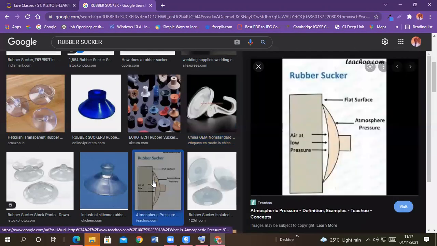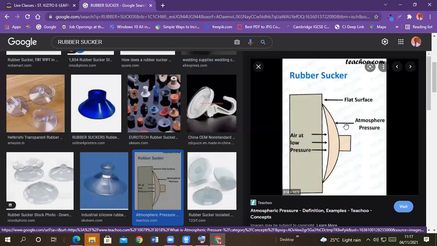So these are rubber suckers, and this is what we are going to look at. A rubber sucker is made in the way that if you compress it onto a wall, the air in between the wall and that rubber sucker moves out. It gets out because you are compressing. Once the air gets out, it creates a low pressure. So here we shall have a low pressure, and outside, there will be high atmospheric pressure.